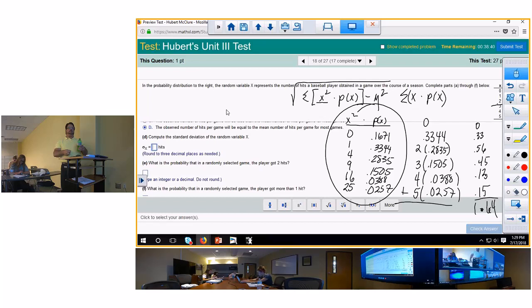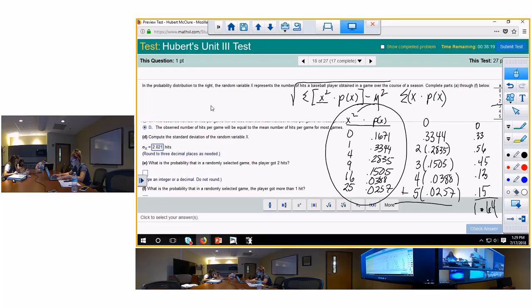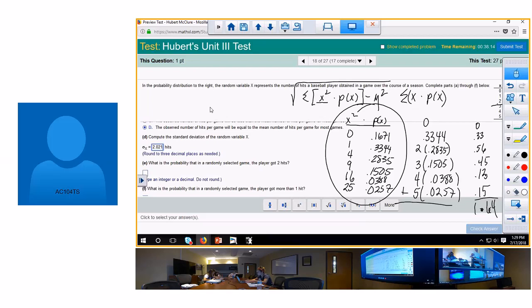All right, I'm waiting. I got 2.021. 2 point what? 021. Did you take the square root? Yeah. Okay, did everybody get that? I need somebody to confirm that. You said 2.021? Yep.